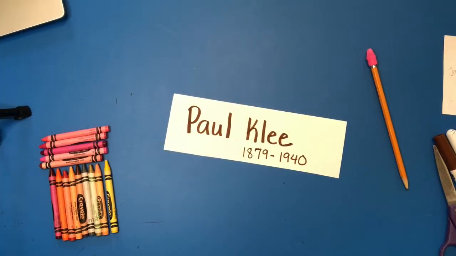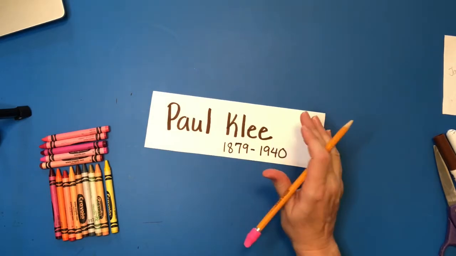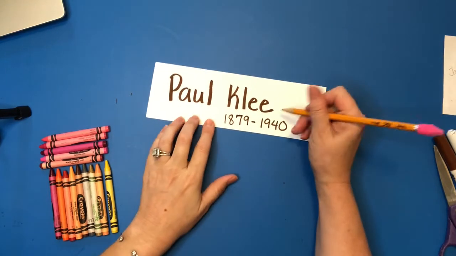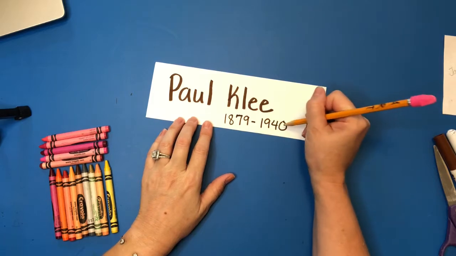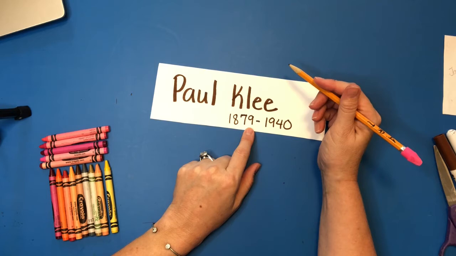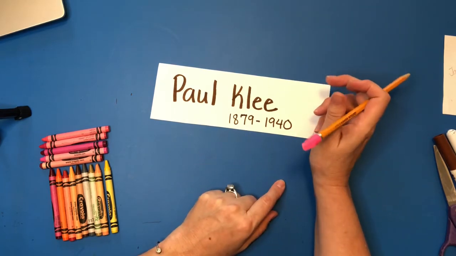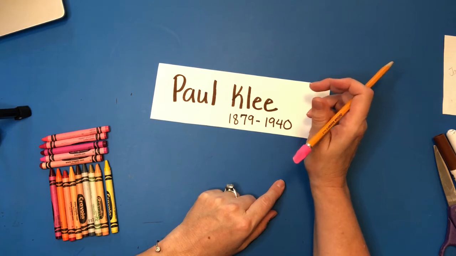Hi boys and girls. Today we're going to do a lesson based off of Klee, an artist who I love. He is no longer alive. He passed away in 1940, so he was born in 1879. So he lived a long time ago. But the video that you just watched about his life is pretty interesting.